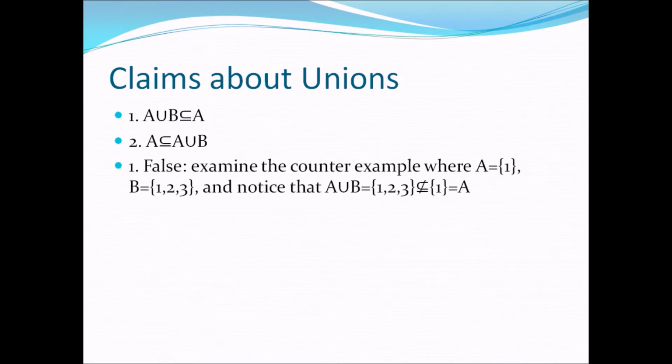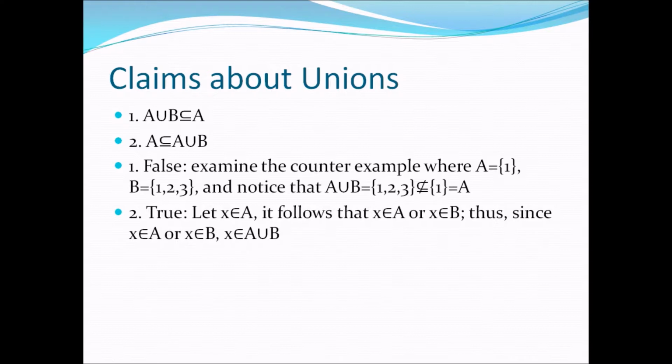Alright, so the first claim is false, so we can prove it's false by constructing a counterexample. If A is a set containing 1 and B is a set containing 1, 2, 3, the union is the set 1, 2, 3, but that's not a subset of the set containing 1, which is A. So we prove that the first statement is false. The second statement is true, so here's how we would prove it. Let X be in A. It follows that X is in A or X is in B, thus X is in A union B. So A is a subset of A union B.